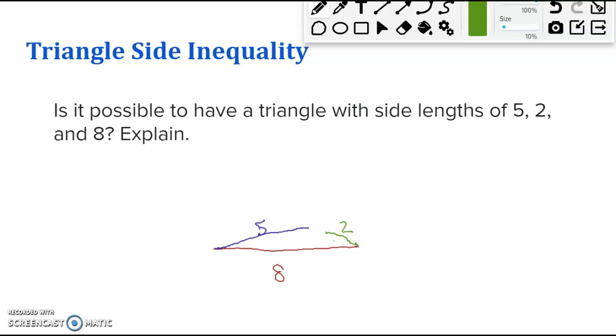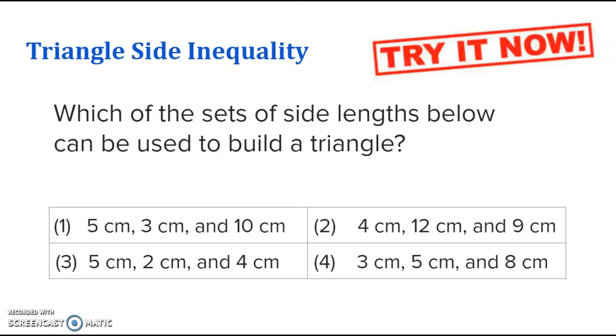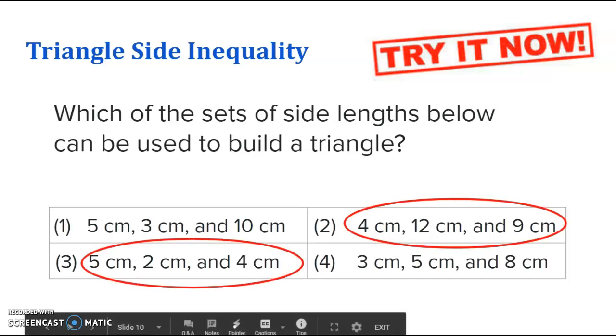Okay, so this time it's your turn. Please pause the video and see if you can form a triangle from here. I am going to show you the answers in 3, 2, 1. Okay, those two are the only ones that you can form a triangle. Number 4 is going to be a flat line, so that's not going to be possible. Okay, I'm going to continue with the next video.